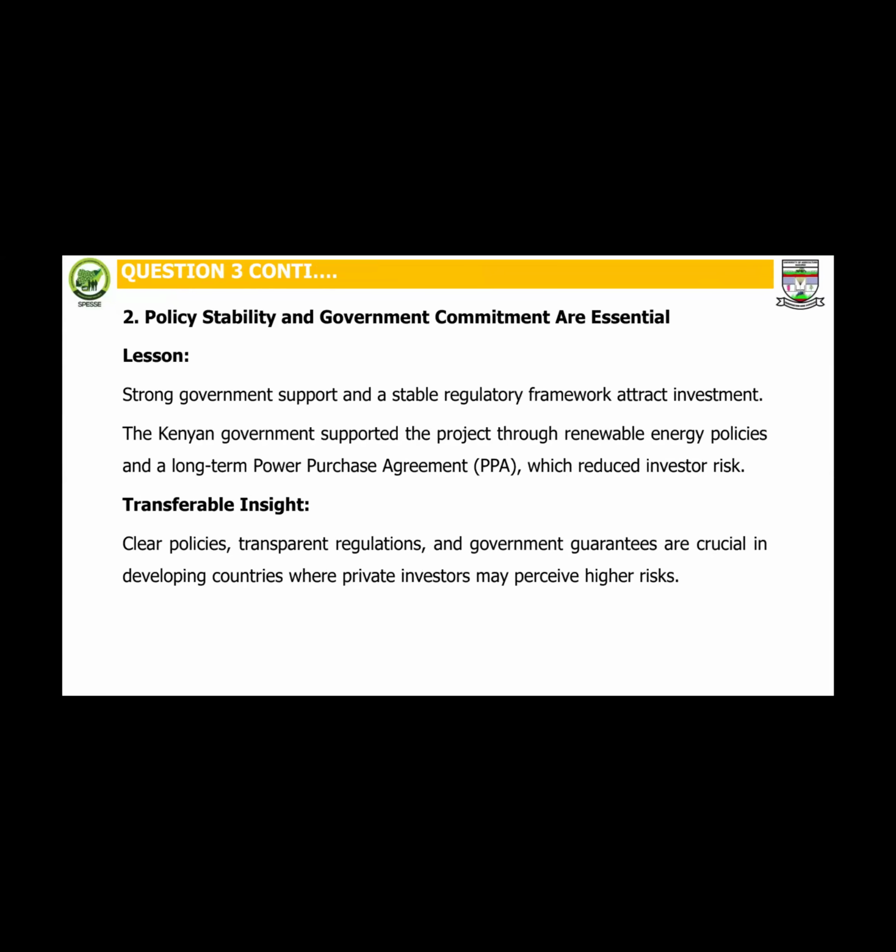Policy stability and government commitment are essential. Strong government support and a stable regulatory framework attract investments. The Kenyan government supported the project through renewable energy policies and long-term power purchase agreements, which reduced investor risk.